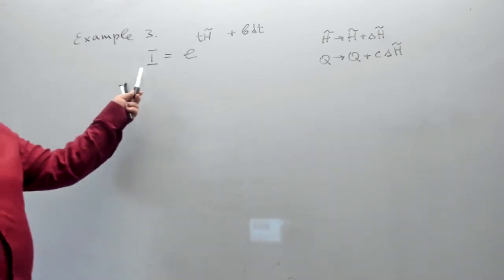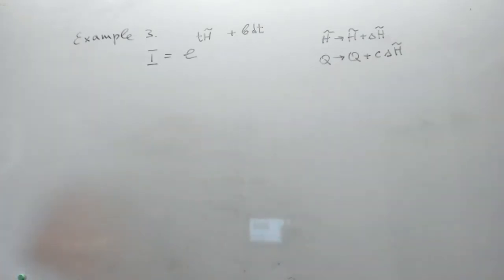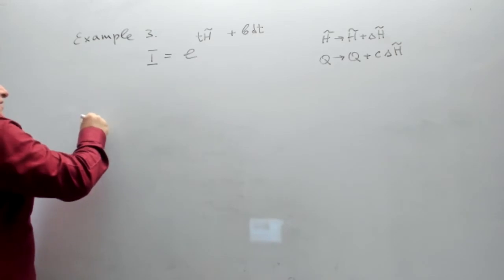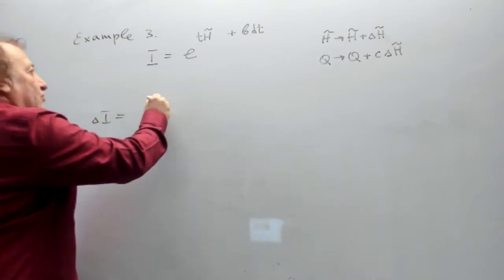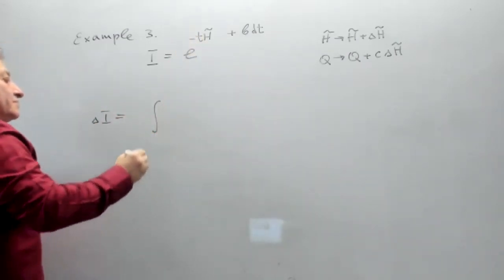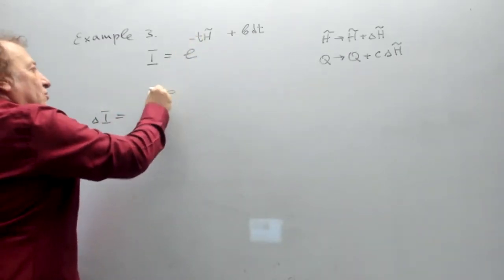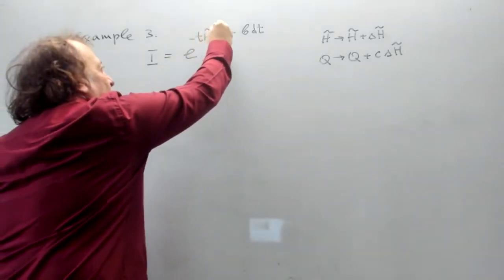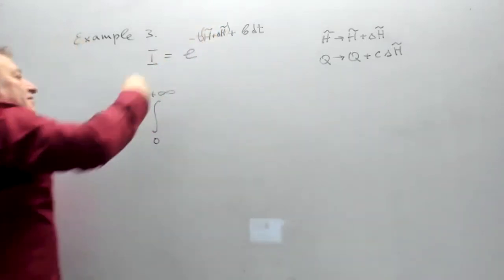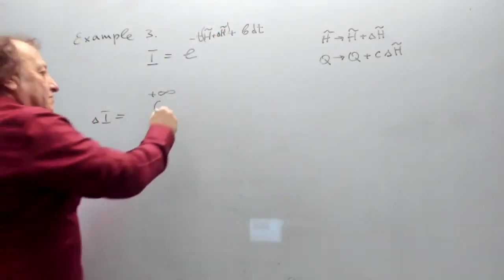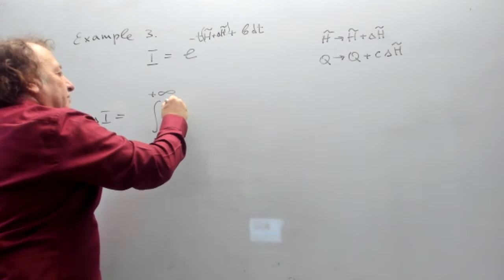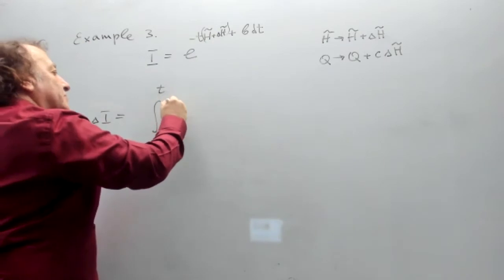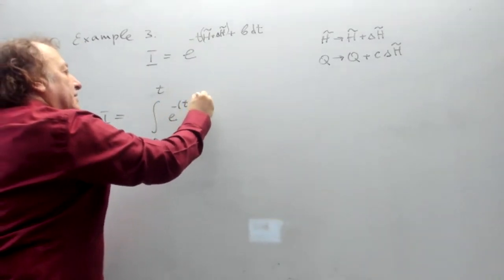Let us see what happens with I. Delta I is, of course, equal to, so I need to put here delta H tilde and expand E to the, sorry, not to plus infinity, to T minus T prime.